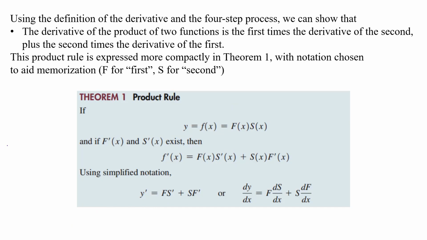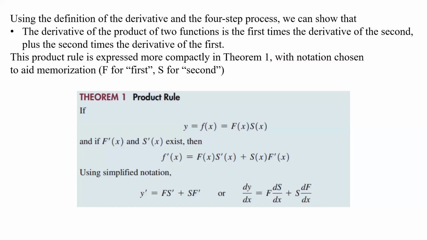Now, the product rule is expressed more complexly here in Theorem 1, and it's labeled as the product rule. And it's made nicely so you can remember it for memorization. So F is going to be for first, and S is going to be for second. That's not how it usually is done, but that's the way it's done in our book. And so Theorem 1 says for the product rule, if y is equal to f of x is equal to some first function times some second function, and f prime of x and s prime of x exist, so the derivatives both exist, then the derivative of the whole thing is going to be the first function times the derivative of the second, plus the second times the derivative of the first.